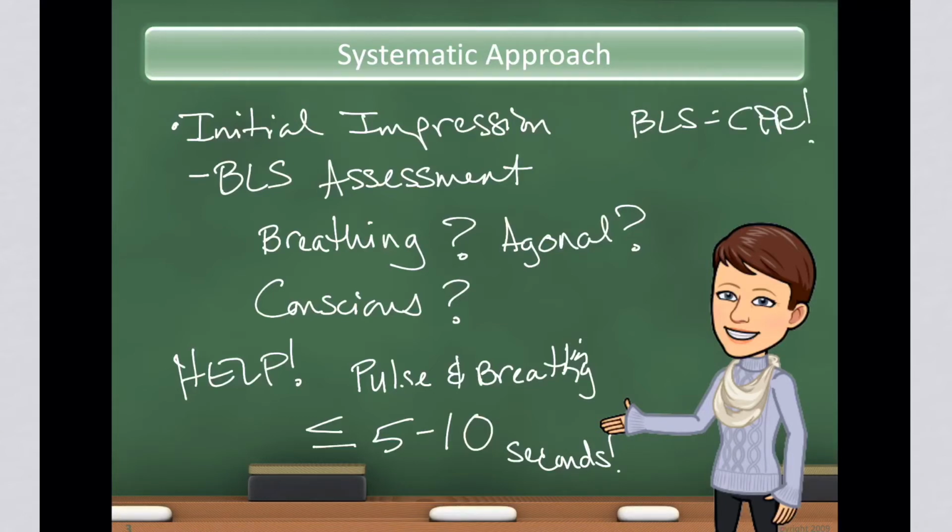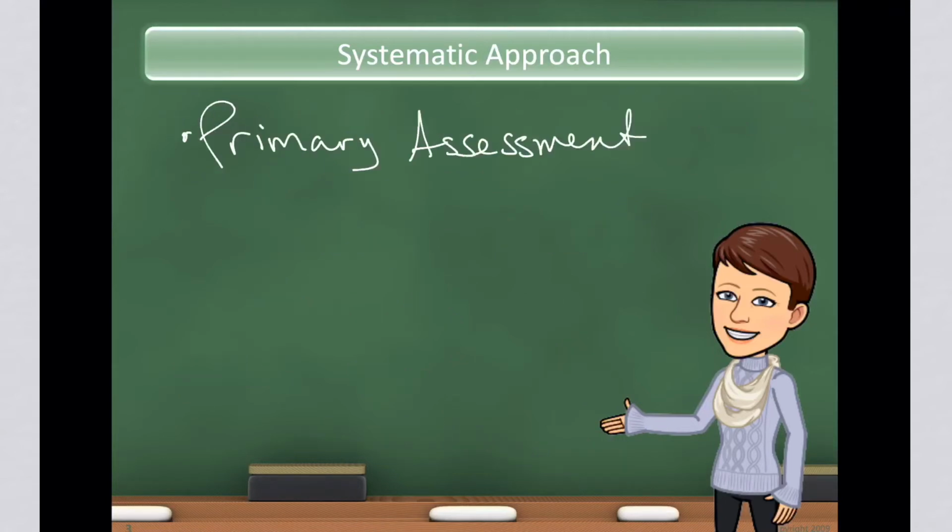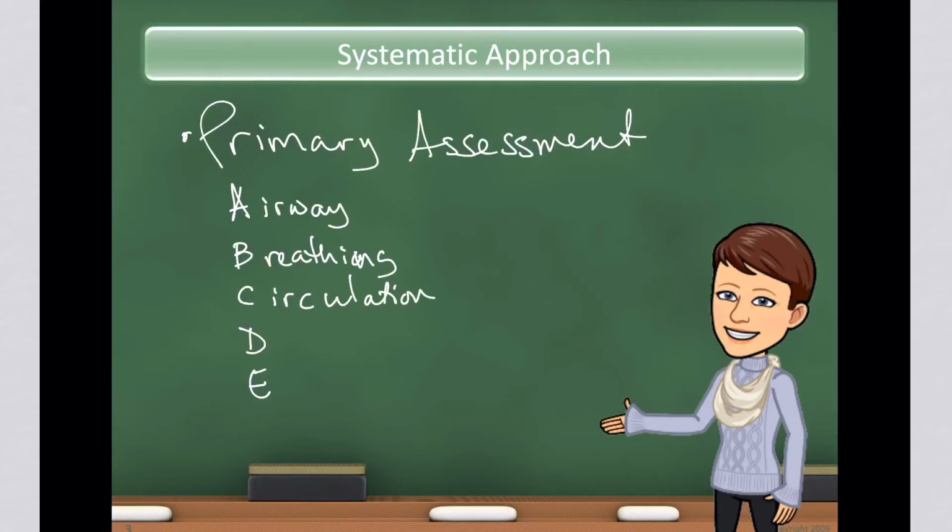So let's move on to the primary assessment. The primary assessment is the one with the big mnemonic to start with, A, B, C, D, E. So that's, of course, airway. You guys know that one. Breathing. You're already well underway doing that. Circulation. That's part of your pulse check, but also maybe distal pulses or blood pressure. D is for disability. And E is for exposing.